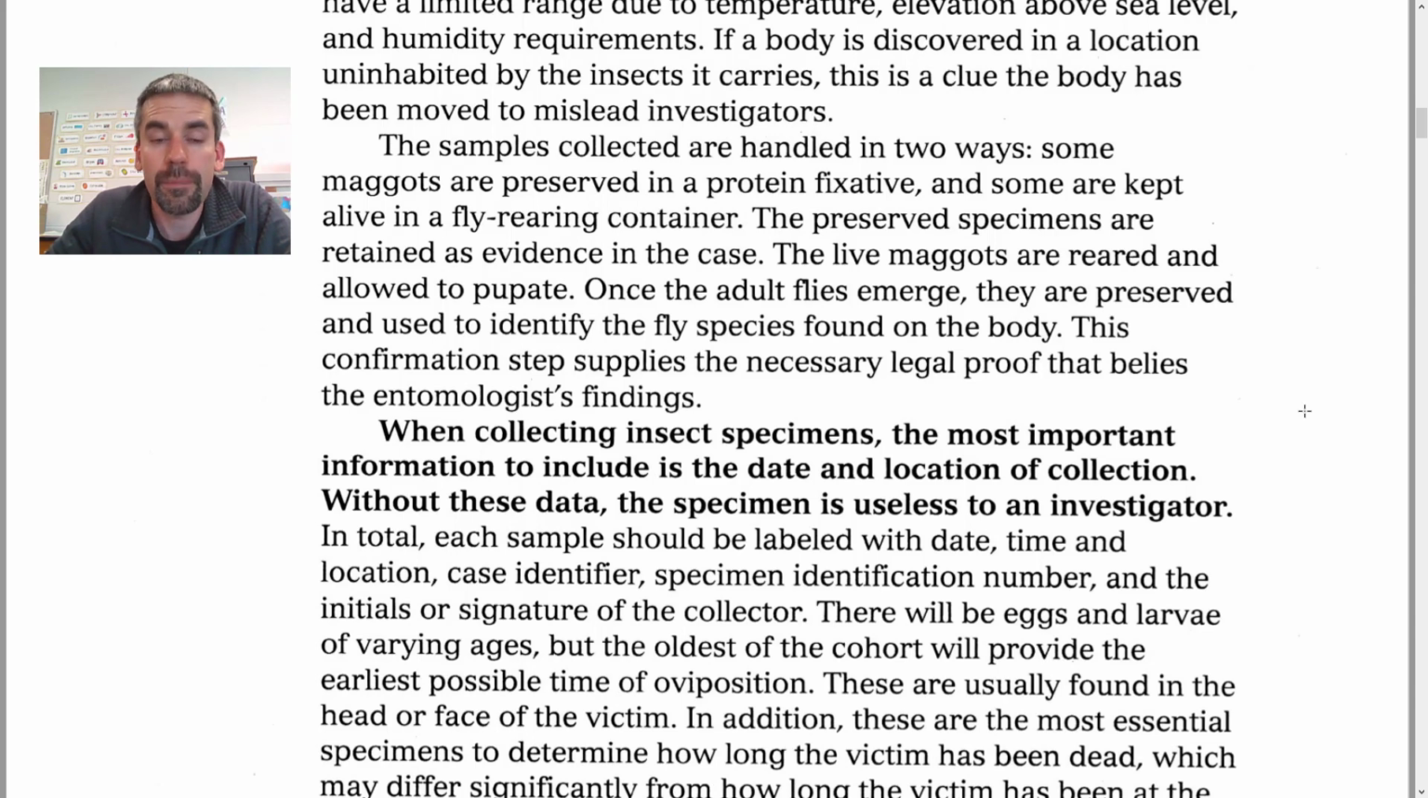The samples collected are handled in two ways. Some maggots are preserved in a protein fixative, and some are kept alive in a fly-rearing container. The preserved specimens are retained as evidence in the case. The live maggots are reared and allowed to pupate. Once the adult flies emerge, they are preserved and used to identify the fly species found on the body, because the maggots kind of look all the same. So you've got to see the fly that is produced from the pupa. This confirmation step supplies the necessary legal proof that bolsters the entomologist's findings.